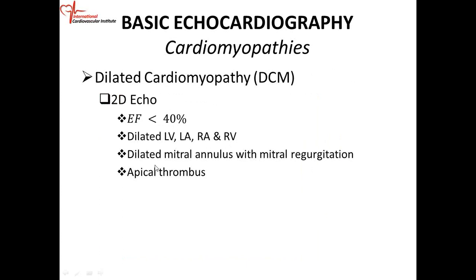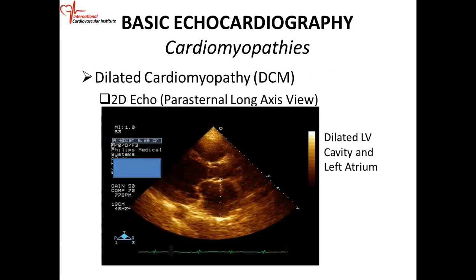And then your mitral annulus will also be dilated. Because if you dilate the mitral annulus, then the mitral valve will not coapt properly and you'll get some amount of mitral regurgitation. And if the ejection fraction is pretty low, you can get apical thrombus. So you have to look for these apical thrombus.